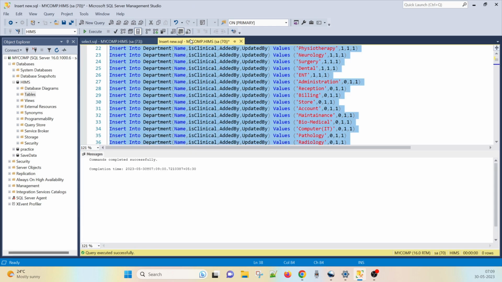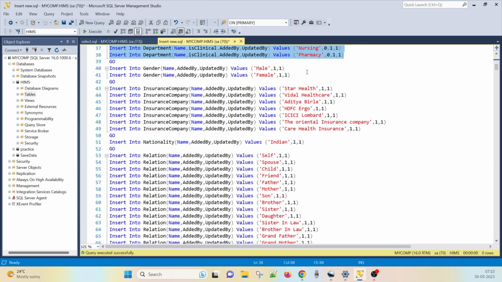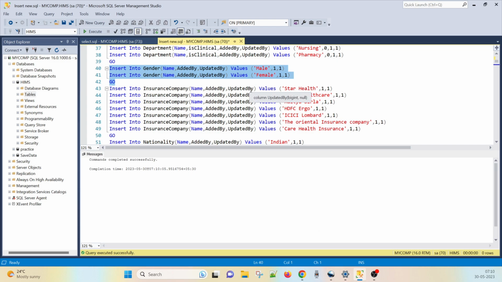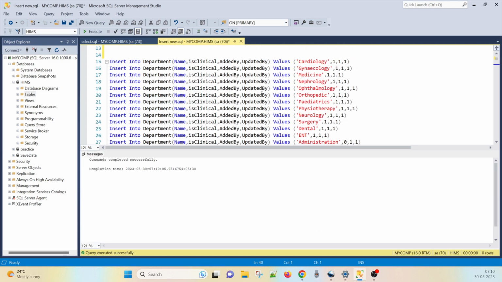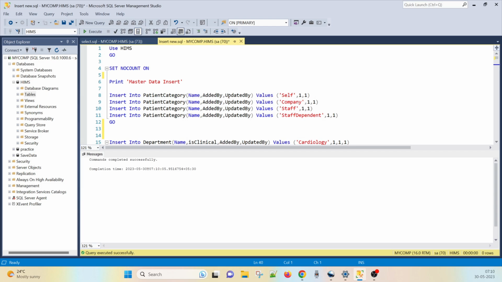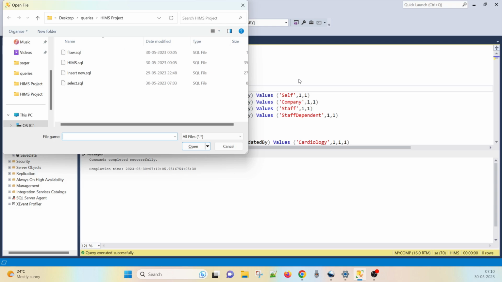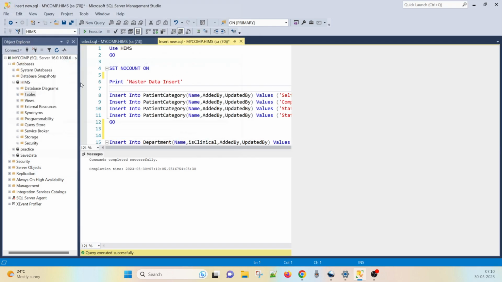Okay. Then next one is the gender. As you know, male and female, I inserted in it. And first thing, there are the columns added by and updated by. Added by means who added that particular record, and updated by means who updated that record. And just for your clarification, I am opening the script of it.